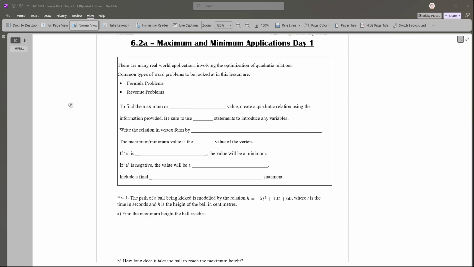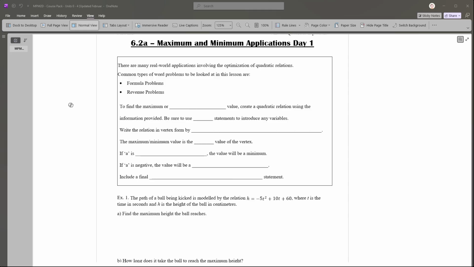So we're going to take the knowledge that we learned yesterday of completing the square, and we're going to apply it to a number of different types of problems today as well as during the next lesson. So there are many real-world applications involving optimization of quadratic relations. Of course there are. Common types of word problems that we're going to see, at least today, are going to be formula problems and revenue problems. So formula problems, just regular old problems that we're going to make calculations for, and revenue problems are where we're talking about money, maximizing profits or minimizing losses.